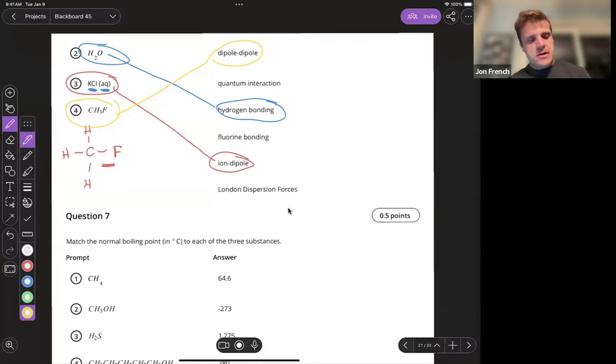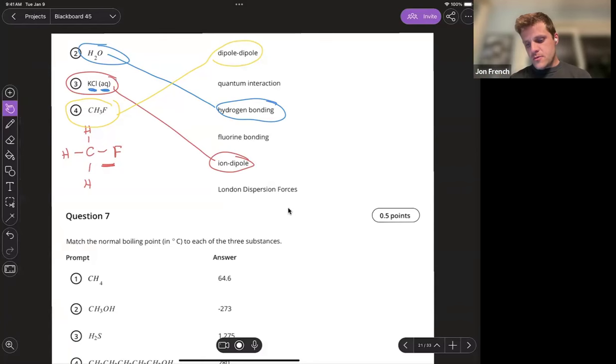Question 7 came up in office hours as well on Friday, right? Match the normal boiling point to each of these substances. Again, we're just thinking about intermolecular forces here, because we know the stronger the intermolecular forces, the more energy is going to be needed to separate that liquid into the gas phase. So stronger intermolecular forces, higher the boiling point, right? The more energy we have to put in to take this sample from the liquid into the gas phase.